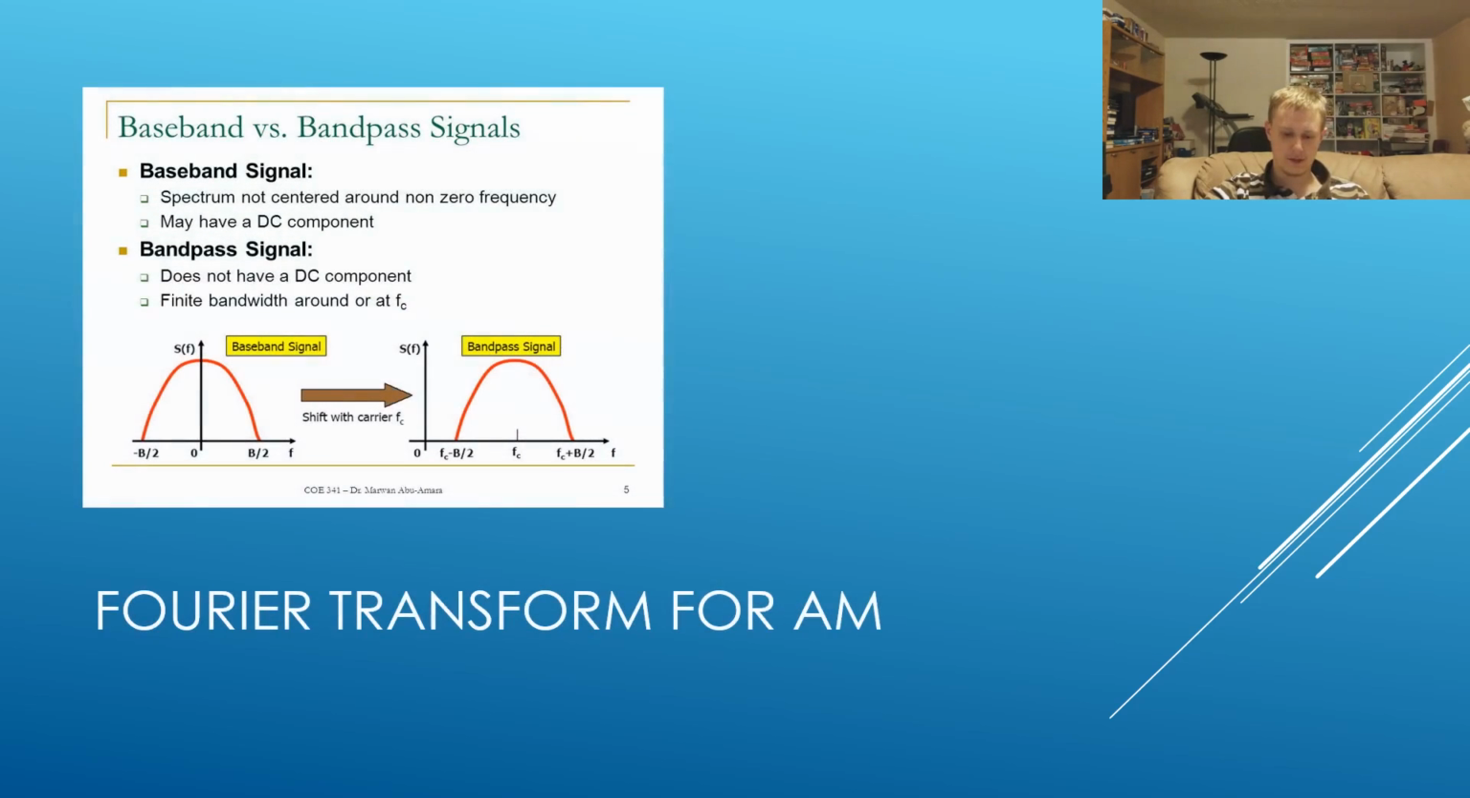The diagram shows the Fourier transform of the original signal and the Fourier transform of the amplitude modulated signal. The bandwidth of the original signal is shifted up to the carrier signal, so that the bandwidth is now placed around the carrier signal frequency.